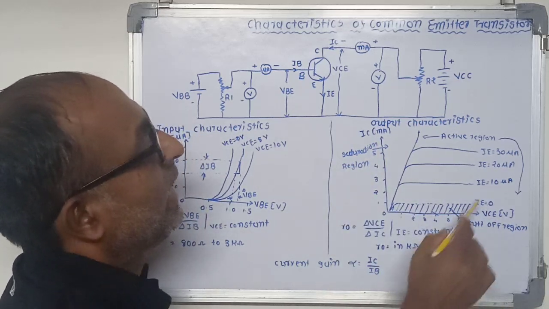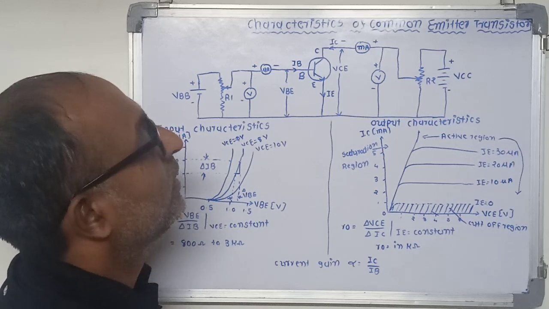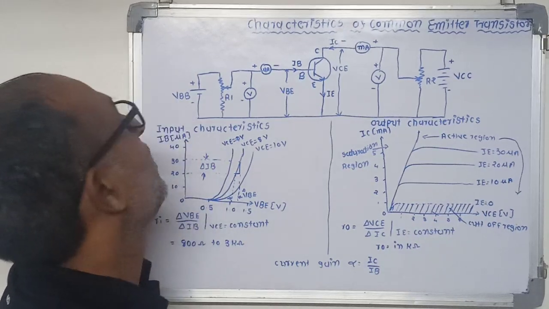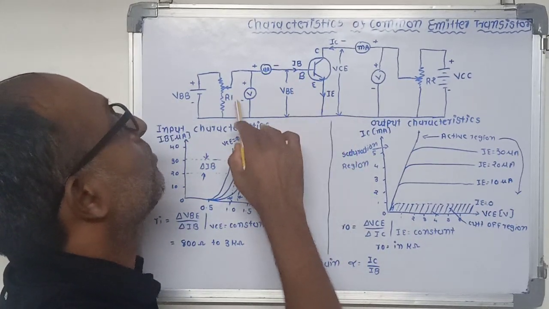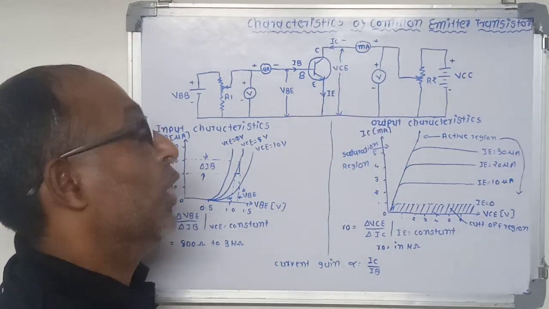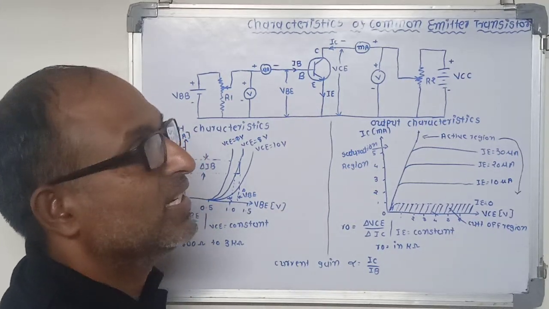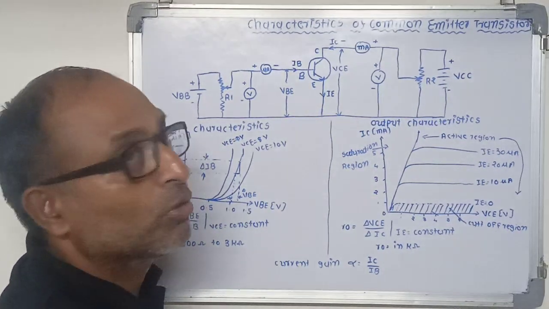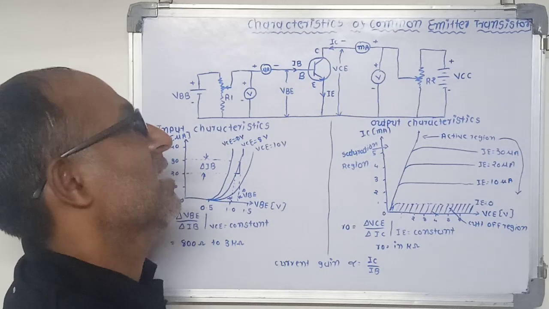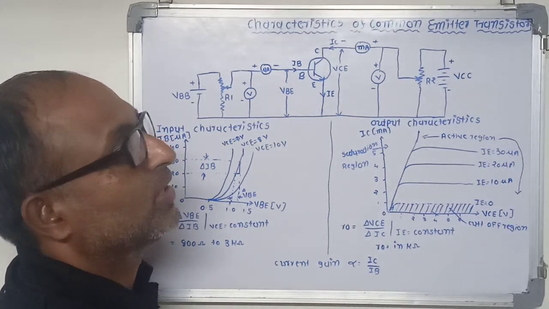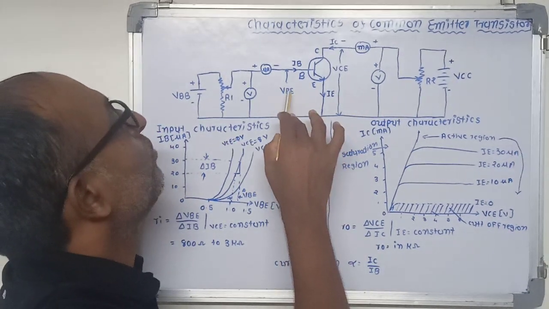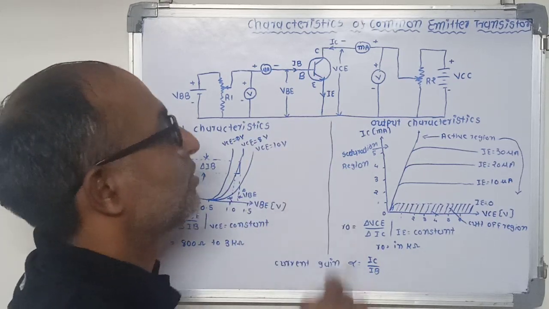So here when IE is equal to 10 microampere, the transistor is operated in the active region. In this region, the base emitter junction is forward biased and the collector emitter junction is reverse biased. Now when the output voltage VCE is very small, approximately 0.2 volt, then the collector emitter junction is forward biased. This is because the collector junction effect is very less compared to the input voltage VBE. So it is most important.